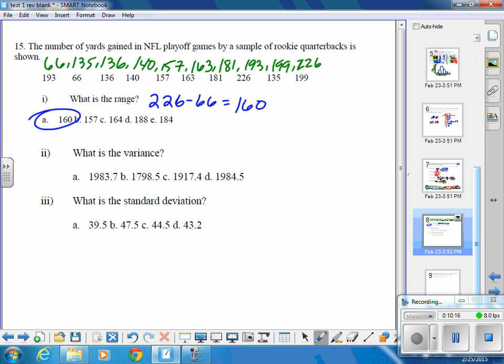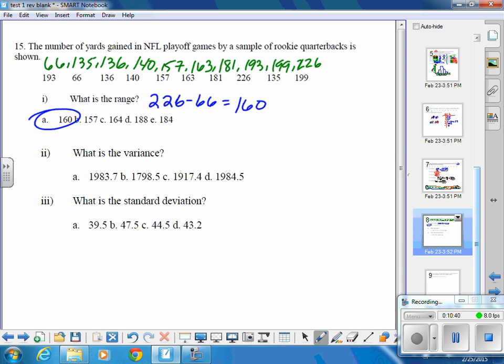If you have a graphing calculator, you can enter this data set using the stat menu, go into edit, and enter these numbers into the L1 chart. Then you go back to stat, and you go over to math, and you do the one variable stats, and that will give you the variance and the standard deviation for a problem.